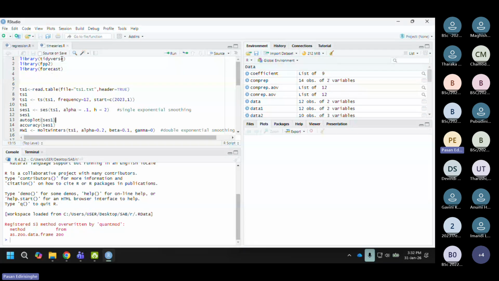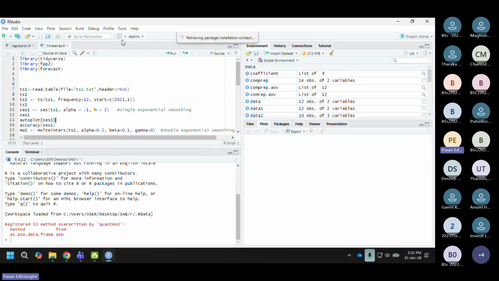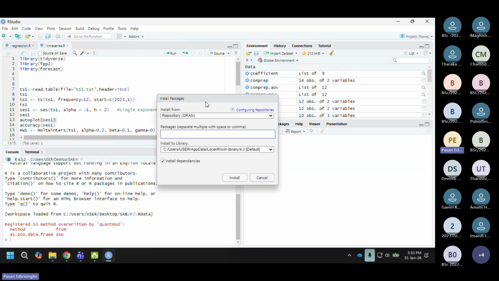And before calling them, we have to install them. So all these packages, before you call them, of course, you have to install. You have to install them once, right? To install, what you need to do is go to Tools, and you can see Install Packages, right? Then whatever package you need, you can type it here.